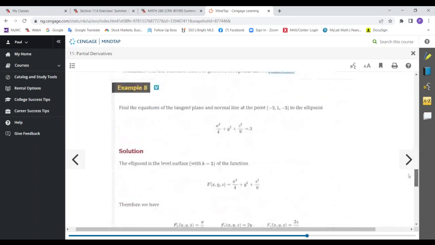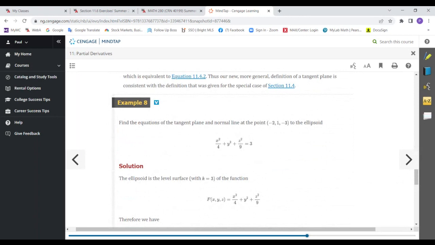And they have a nice example 8 here, which I'm going to let you look over. It's very straightforward. You're going to be fine.